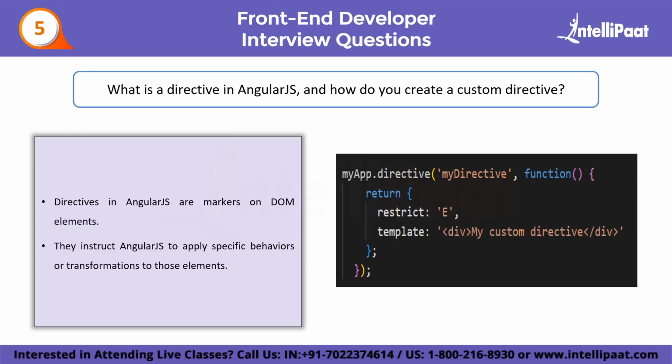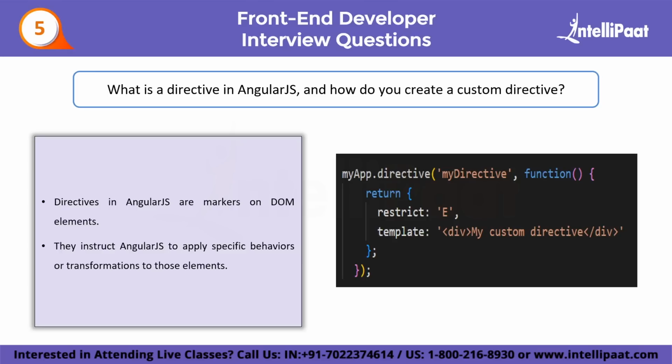For example, ngModel is used for two-way data binding, ngRepeat is used for looping through arrays, and ngClick is used for handling click events. You can create custom directives to encapsulate complex behavior and reuse it across your application. To create a custom directive, you use the module.directive method. As you can see in the example on the right side, a custom directive named myDirective is defined.